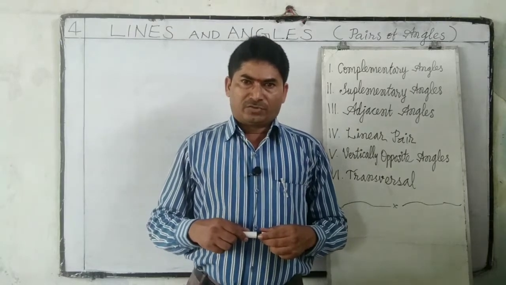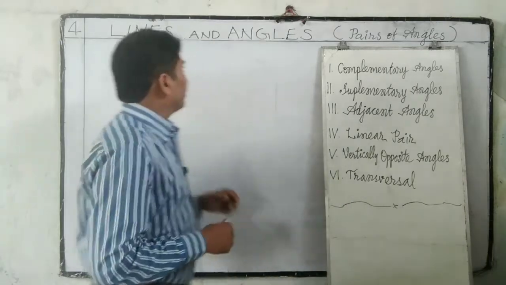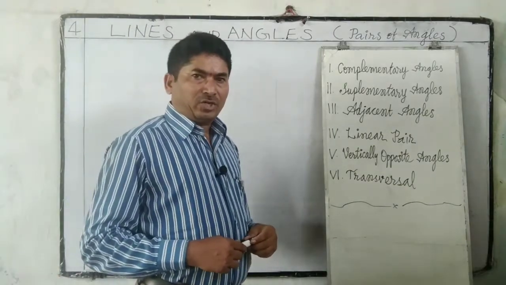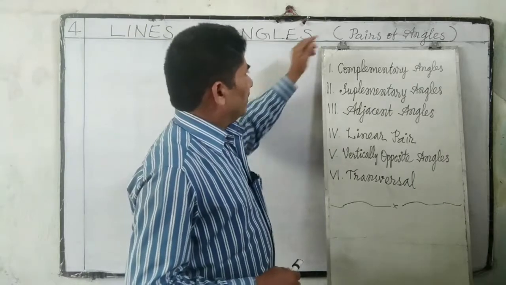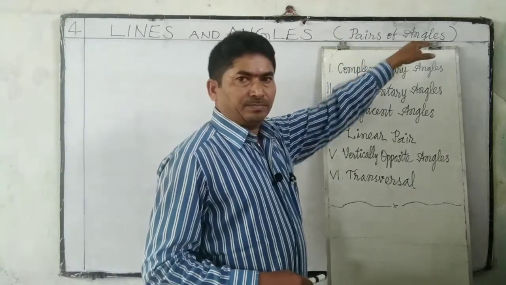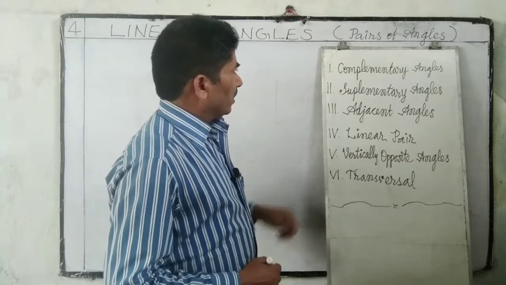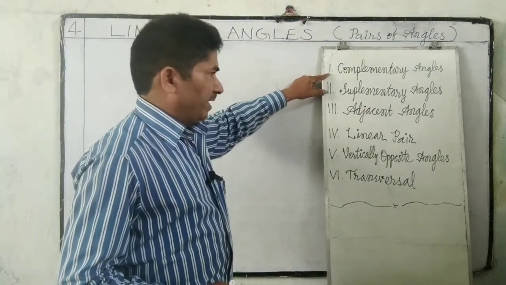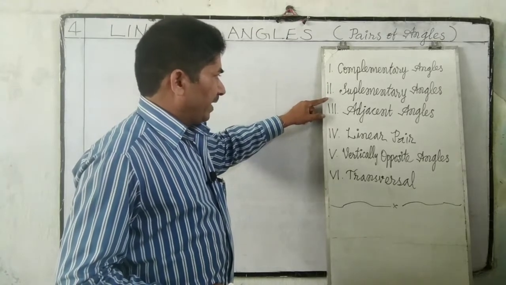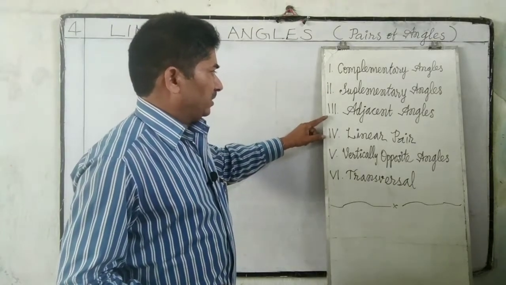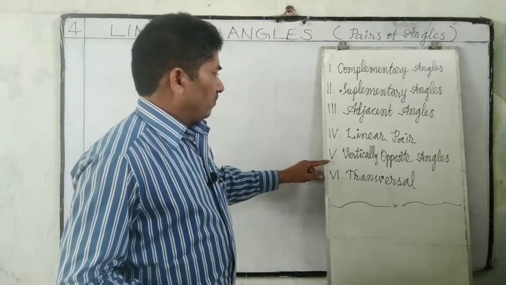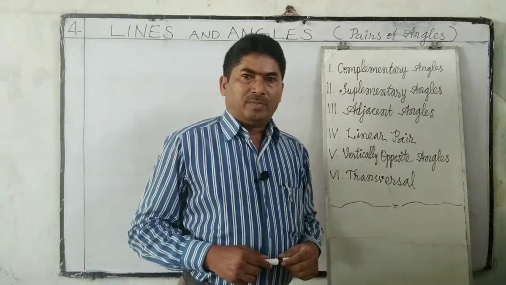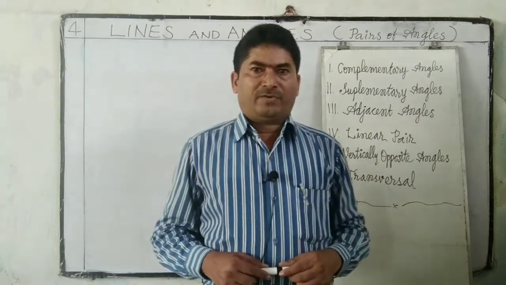Friends, in this video, I would like to teach you lines and angles. This is the special topic on pairs of angles. In these pairs of angles, we are going to learn what are complementary angles, supplementary angles, adjacent angles, linear pair, vertical opposite angles, and transversal. Let us learn one by one.